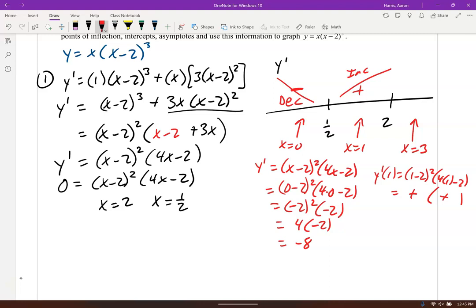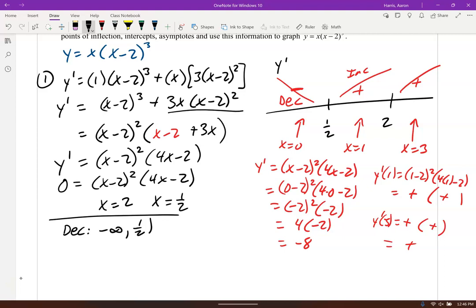And then we'll throw in 3. And you've got a positive y prime of 3. This is always positive because it's squared. And then 4 times 3 minus 2 is a positive. So again, positive. So let's note that. So we are decreasing from negative infinity up to a half. And then we're increasing from 1/2 to 2, union from 2 on, or you could say 1/2 on.